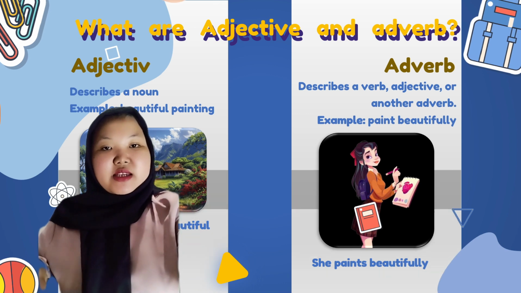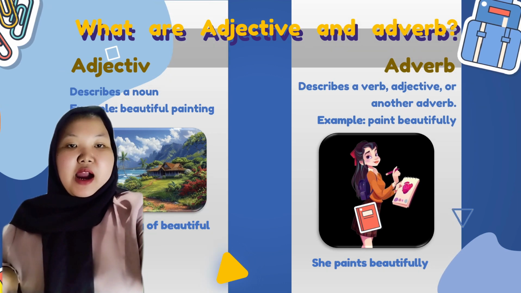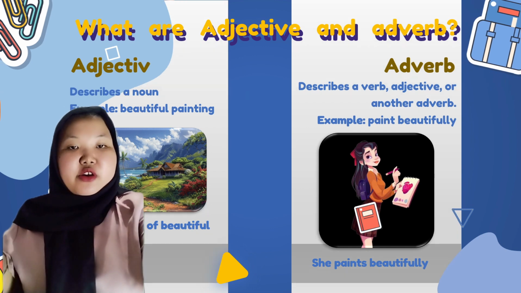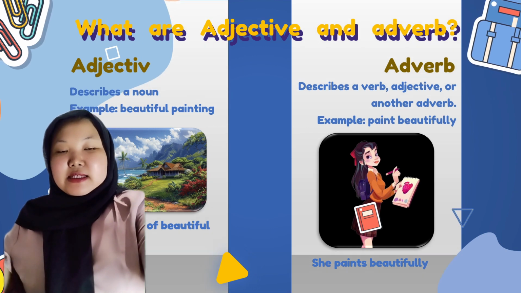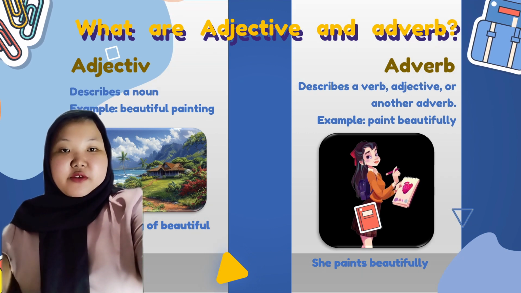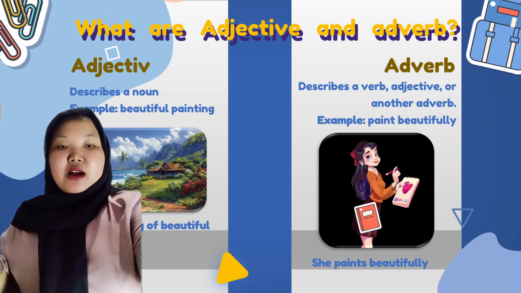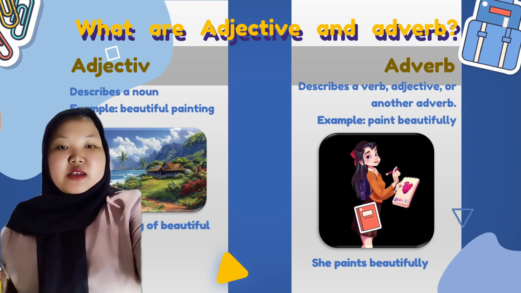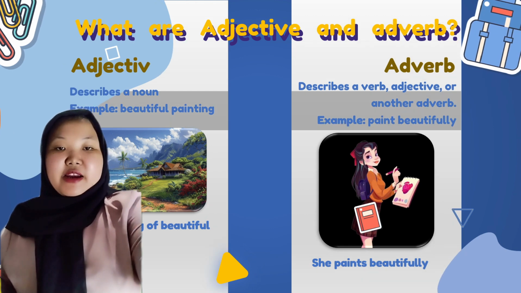On the right side, an adverb describes a verb, adjective, or another adverb. In the example, she paints beautifully. Beautifully is the adverb because it tells us how she paints. It gives more information about the action.